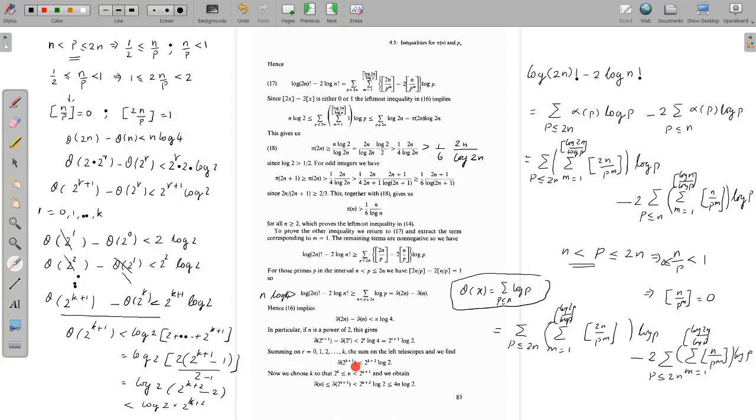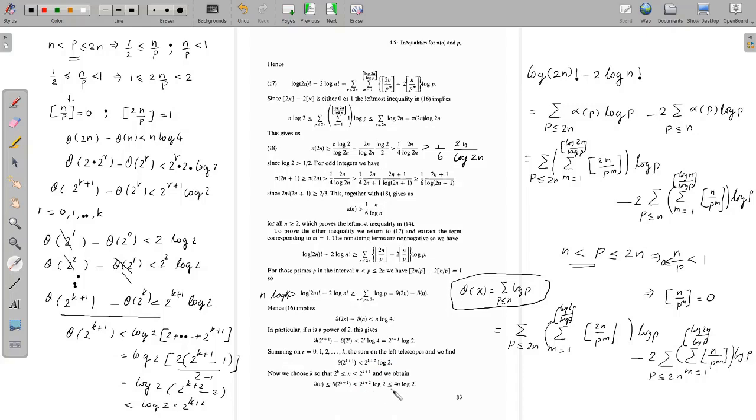So theta of 2 raised to k plus 1 is always less than 2 raised to k plus 2 times log 2. If you are given any n, you can embed that n between consecutive powers of 2. That is, corresponding to any n, you have k such that 2 raised to k is less than or equal to n, which is less than 2 raised to k plus 1. From this you can write theta of n is always less than theta of 2 raised to k plus 1, since theta is an increasing function. Then theta of 2 raised to k plus 1 is always less than 2 raised to k plus 2 times log 2 using this inequality.